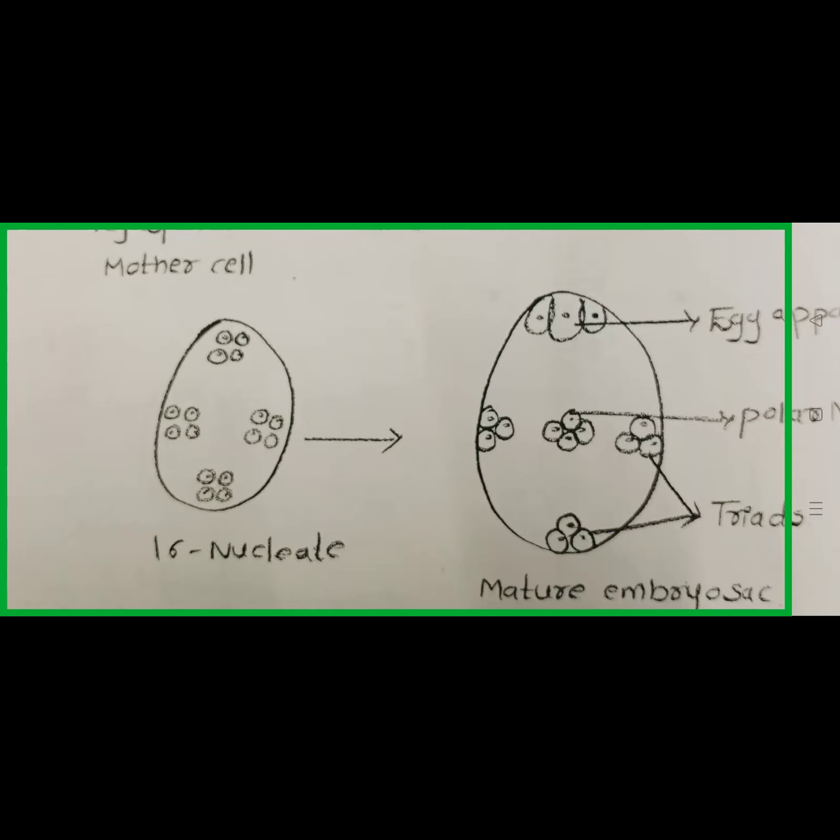Tetrasporic embryo sacs are totally 7 types. Today we are going to discuss the 16-nucleate embryo sacs, Peperomia and Pinia. Same 16 nuclei, but the arrangement is different. So remember that there are 8 polar nuclei in Peperomia and 4 polar nuclei in the Pinia type. That is the difference.